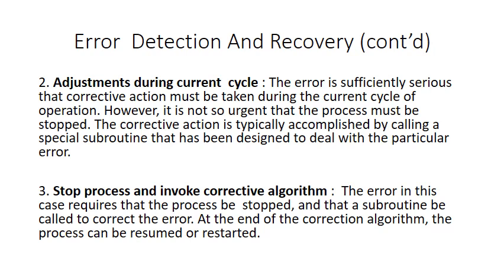2. Adjustments during current cycle. The error is sufficiently serious that corrective action must be taken during the current cycle of operation. However, it is not so urgent that the process must be stopped. The corrective action is typically accomplished by calling a special subroutine that has been designed to deal with the particular error.